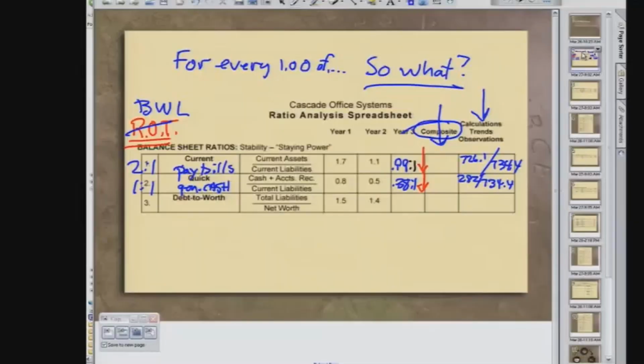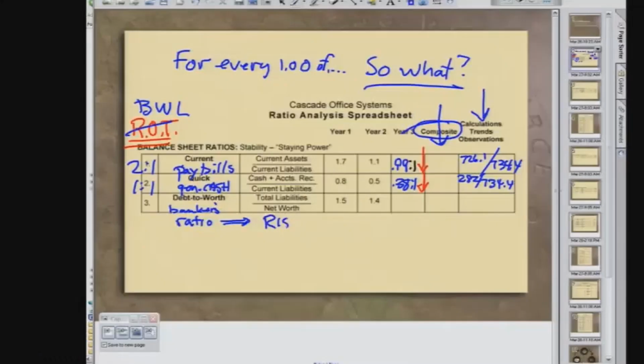Let's call this the banker's ratio. And we're measuring something that's near and dear to the hearts of anybody who lends money. It's a four-letter word that starts with R. And the vowel that Vanna will allow you to buy is I. Risk. Debt equals risk. That's exactly right. Debt to worth is a measure of risk in the business.